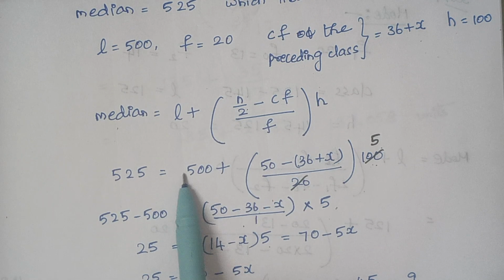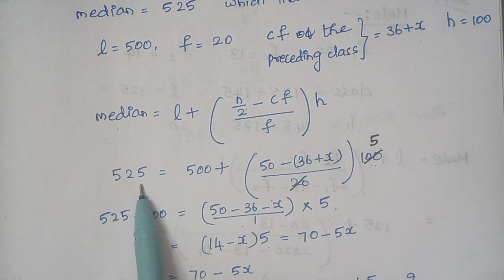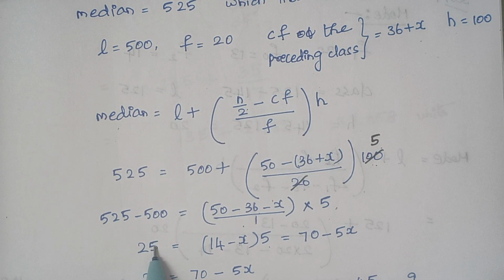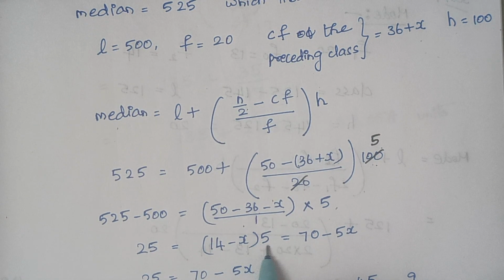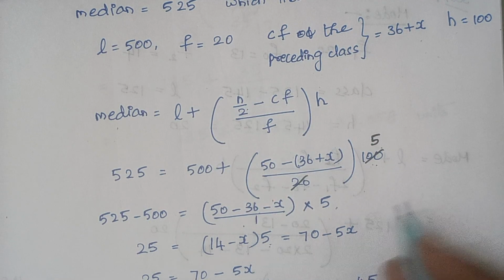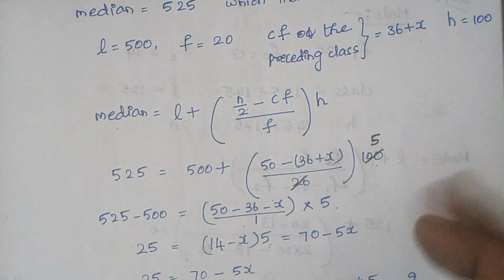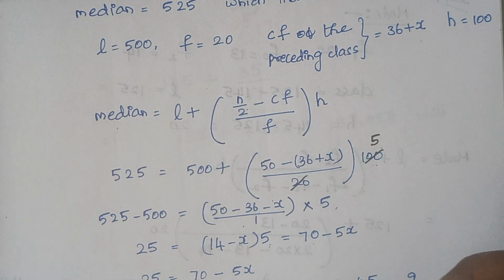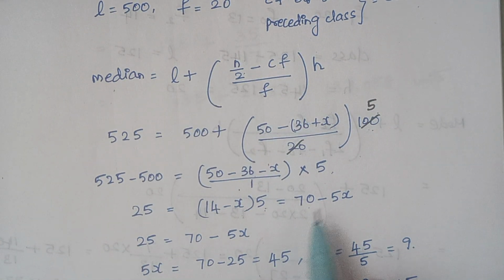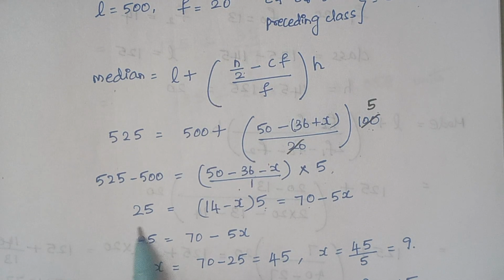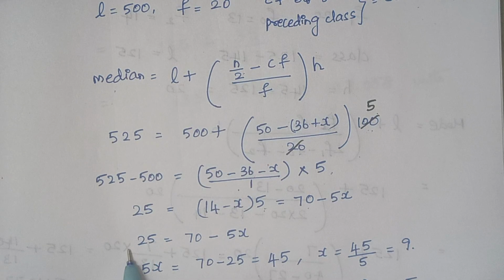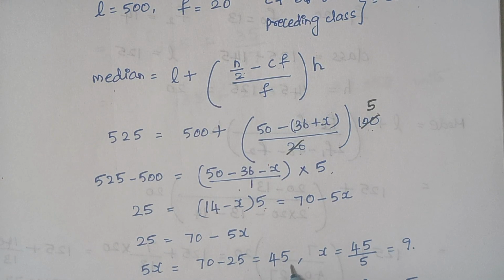Here I am moving this 500 to the left-hand side. So 525 minus 500 becomes 25. In this step I am multiplying this. Okay, no need to multiply; you can even move this 5 directly over here, which makes our calculation simpler. Unknowingly I have just multiplied, but you can do it by any method. After multiplying, I am getting 70 minus 5x. Next, I am bringing the numbers together, moving this 25 over here and this 5x over here. So 5x is 70 minus 25, which is 45. Therefore, x is 45 by 5, which gives you 9.